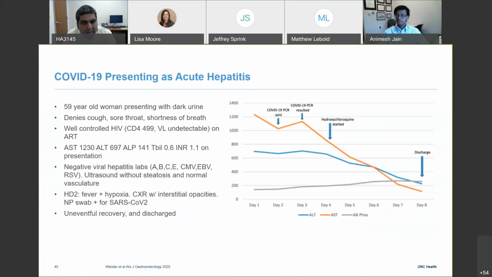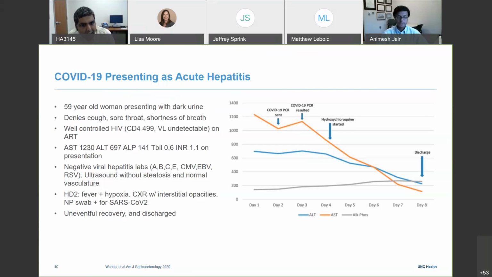All right, so I was going to do the same as Dr. Jain did and start off with a case. This is kind of an atypical case. This was reported early on in the pandemic in April. But I just wanted to point this out as to what has been reported, and contrast it with what we now know more about COVID-19 and the liver.